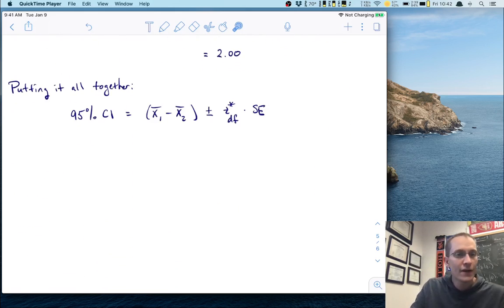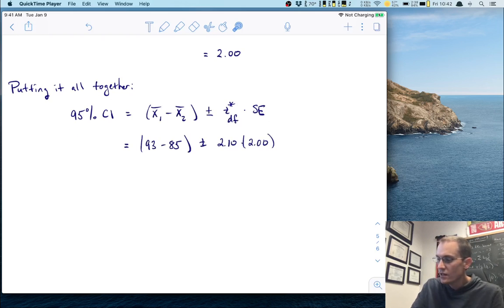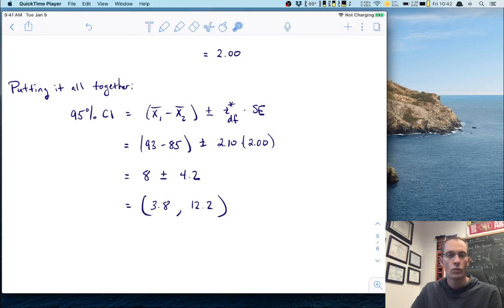So the form for the 95% confidence interval, one more time, is this: the difference in the sample means plus or minus this margin of error. So the means themselves were 93 and 85. So the difference between those will be 8. And then T star DF was 2.10. Standard error was 2. So we need to multiply these two together. So that gives us a difference of 8 plus or minus 4.2. That's what this product turns out to be. So we'll take 8 minus 4.2 and 8 plus 4.2 to get an interval of 3.8 to 12.2.